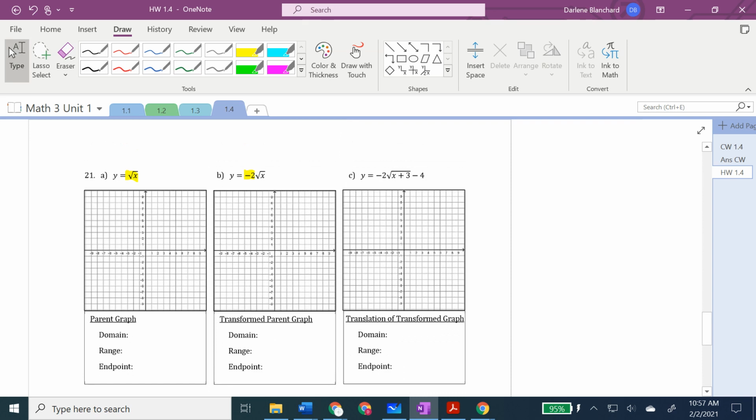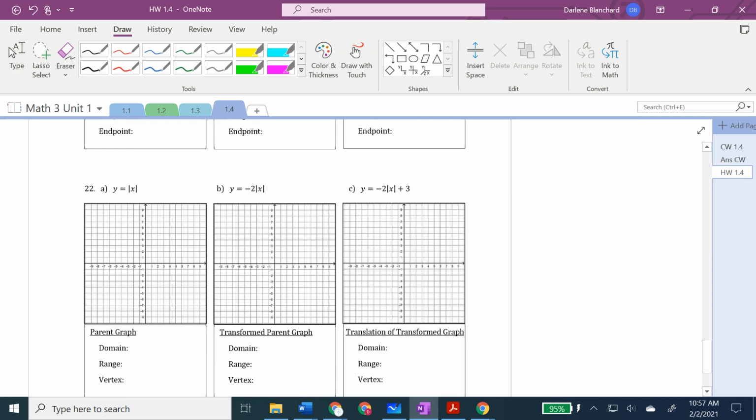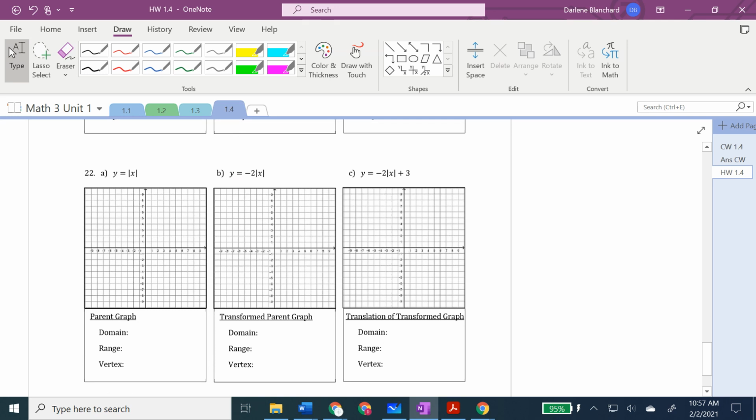And then this third one right here is take what you got in B and shift it. And then pretty similar here. Parent graph, multiply the y's by -2, and then do the adding 3.